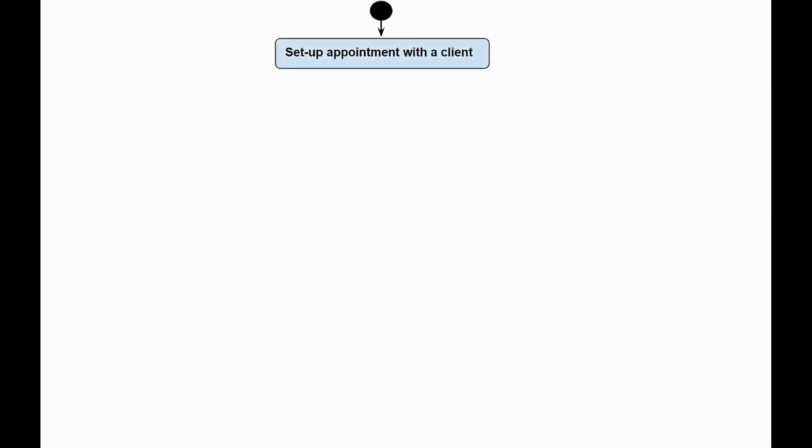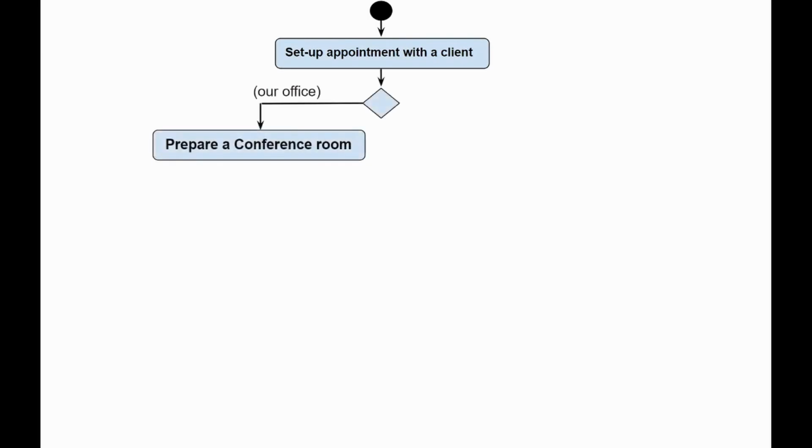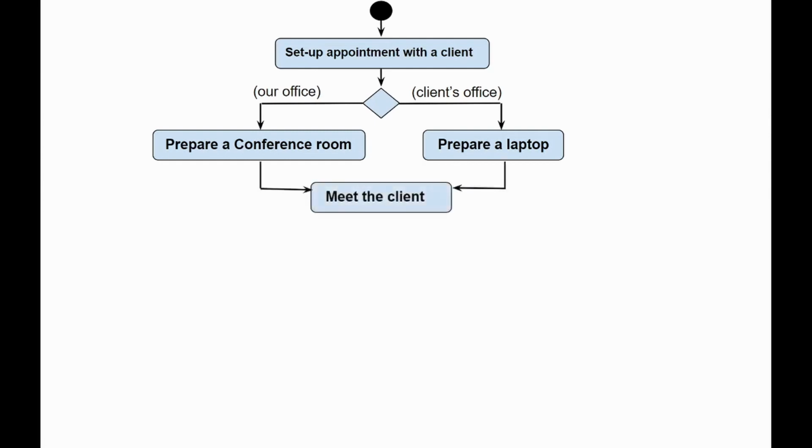First of all, we reach out to our potential client and arrange a meeting. Depending on whether there will be a meeting and whether it will be in our company's office or in the client's office, we are preparing either a conference room or just take our laptop with us. But regardless of where the meeting is going to take place, we know that the client wants to meet with us.